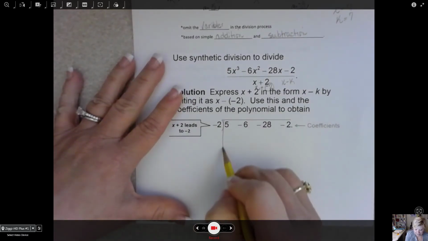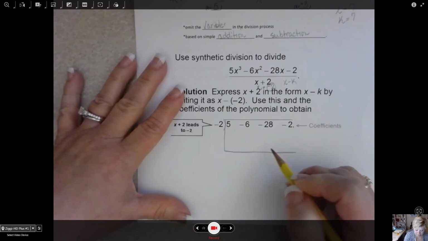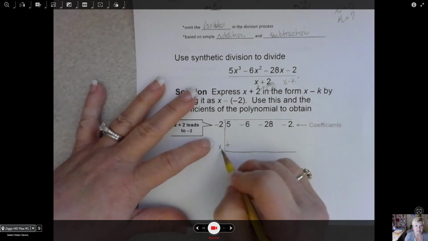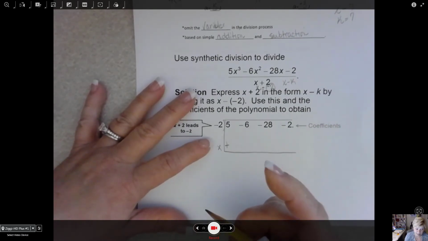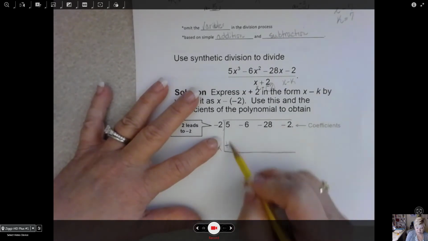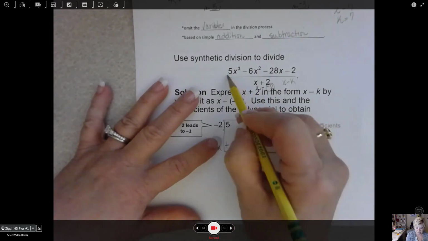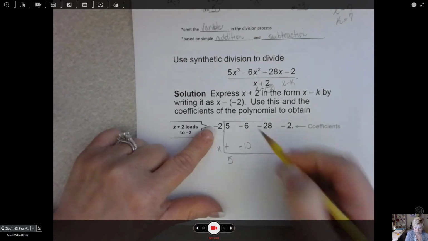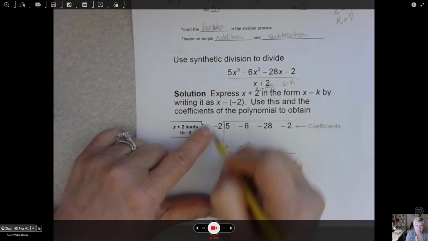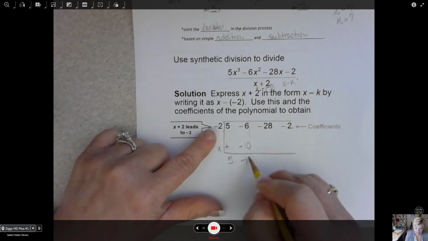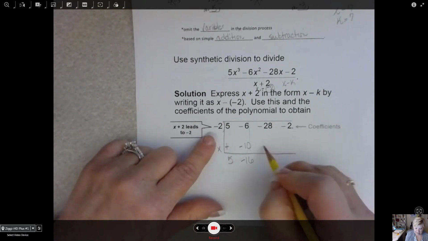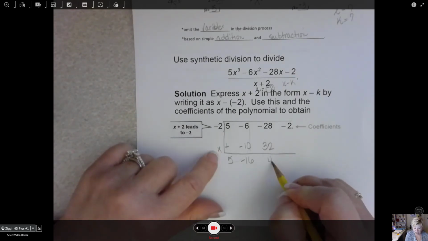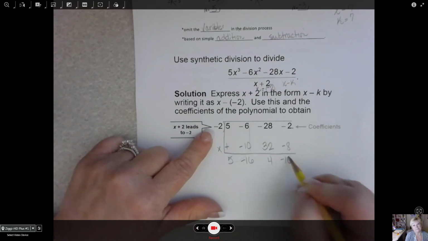I'm going to write it like I did in class just to show that it's completely different. We use addition vertically, and we use multiplication times the divisor. That's similar to long division, the multiplication is. To get started, bring your 5 down, your very first coefficient. And 5 times negative 2 is negative 10. Add vertically and multiply around. Add those together. Negative 16 times negative 2 is positive 32. Add, multiply around, and add again.